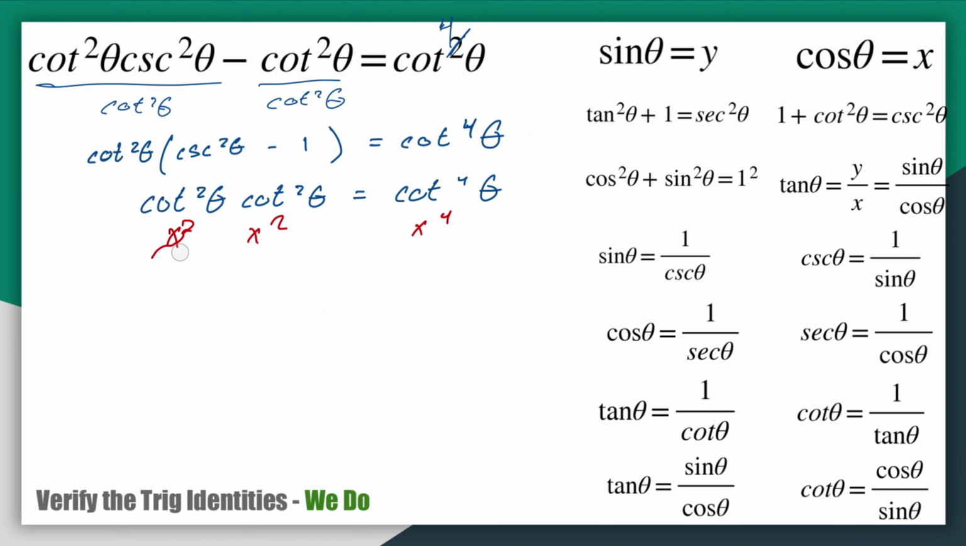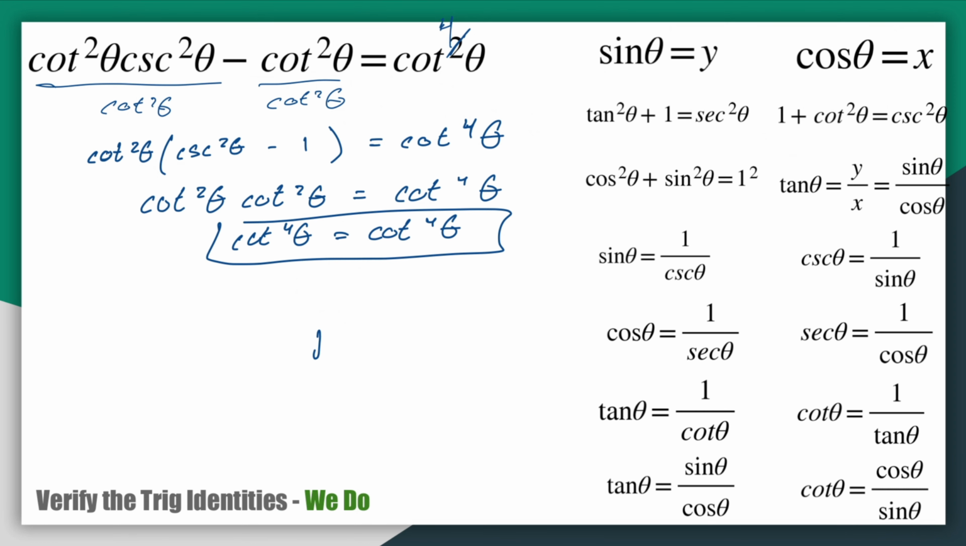Wow, eraser. Just in case you didn't know, if you tap the pencil, it switches, and apparently I tap the pencil a lot. So we get cotangent to the power of 4 theta is equal to cotangent to the power of 4 theta. So we have proved that identity to be true. That's a check mark.